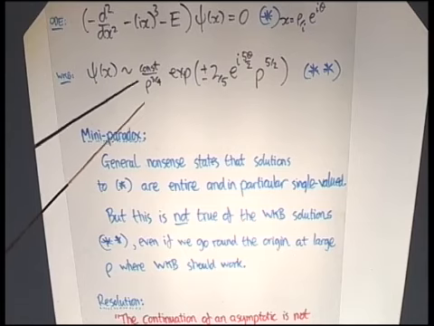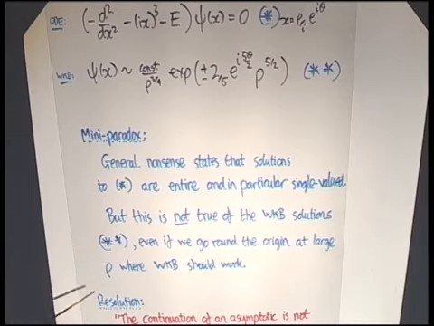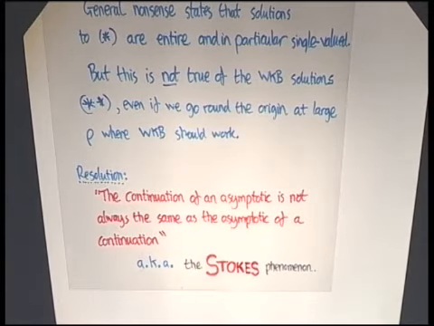But if I look at my WKB solution here, then that's actually not single valued. If you go once around the origin and trace what's going on here, you don't get back to the same solution. Okay, what the heck's going on there? Well, what rescues you is that the continuation, here's the buzz phrase, the continuation of asymptotic is not always the same as the asymptotic of a continuation. So what we've done is we've taken x off to infinity in one direction, and I've tried to continue that asymptotic around in theta afterwards. And you can't always do that.